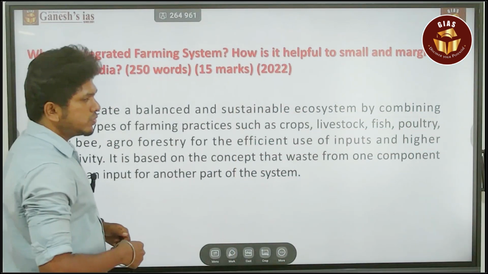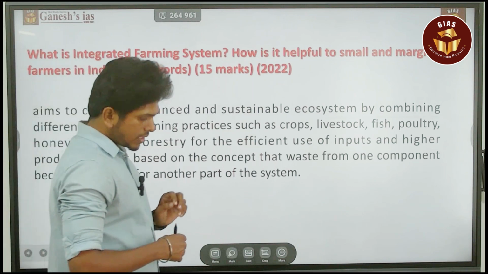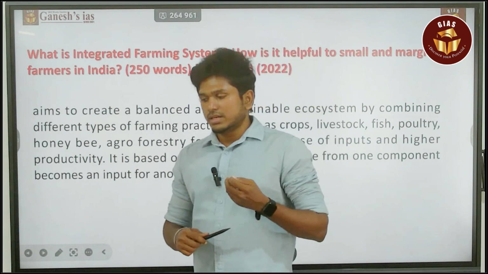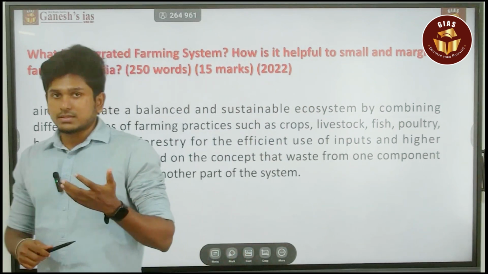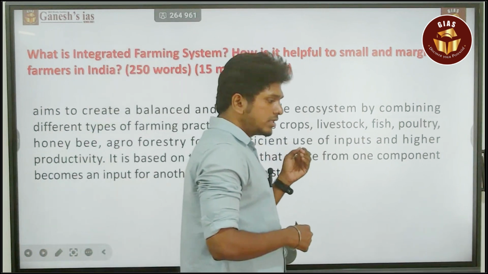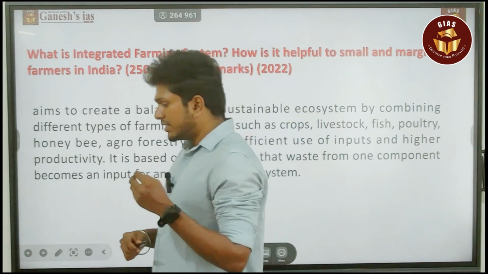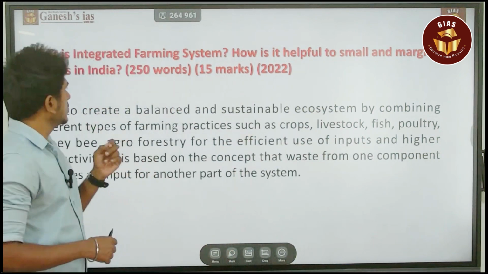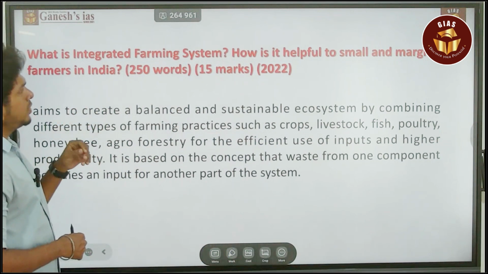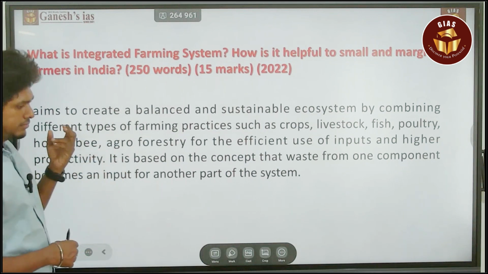It was asked in 2022. It is a 15 mark question, 250 words question. So it is a direct question. First thing is it is more direct. There is nothing like discuss, critically examine, evaluate. Okay, so it is simply a what-is type question, and it is asking about what is integrated farming system. The question is, what is integrated farming system? How is it helpful to the small and marginal farmers in India?